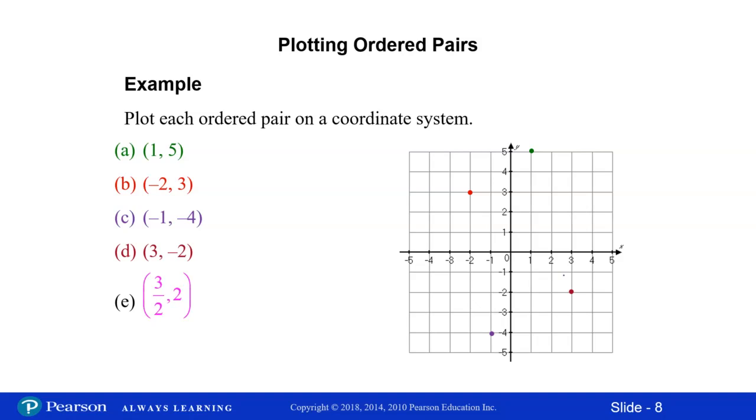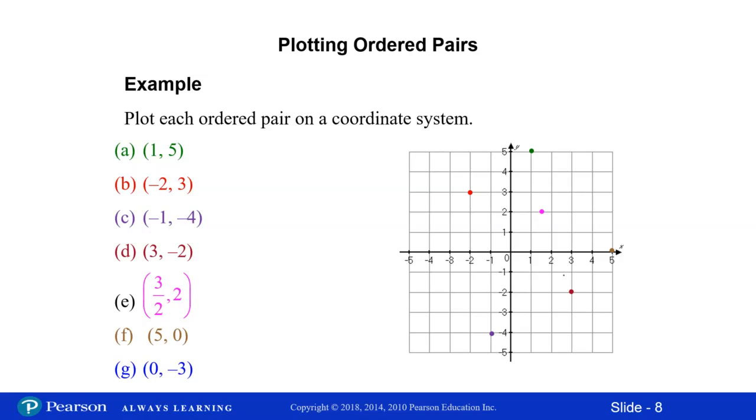(3/2, 2). Now 3/2, if you change it into decimals, is 1.5. So 1.5 is between 1 and 2. And then you will go 2 steps above. So first I go between 1 and 2 in the middle, and then go 2 steps above. (5, 0). So 5 is on your right. Now 0 means you're not moving up or down, so you will be staying on the x-axis.